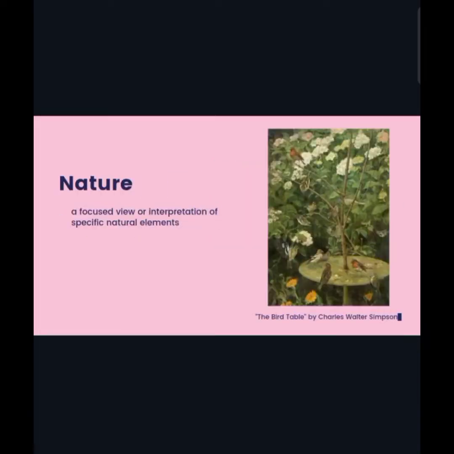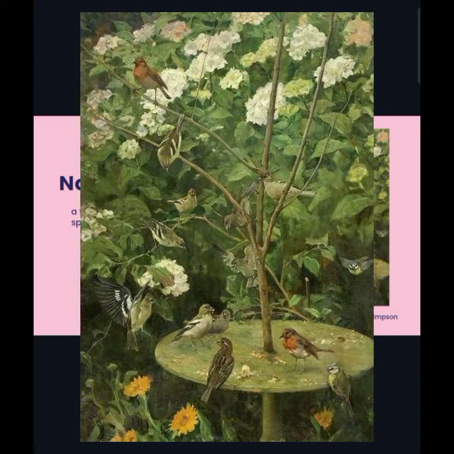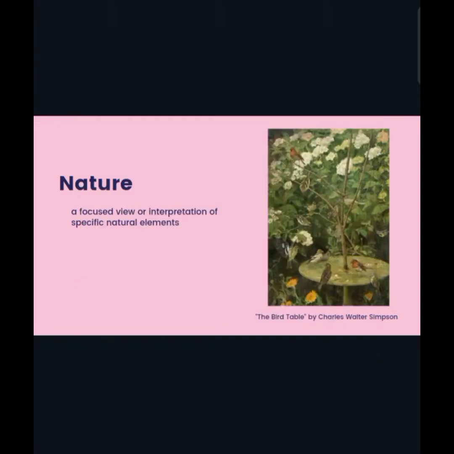Next is nature. Nature is a focused view or interpretation of specific natural elements. Depiction of nature can also be about intellectual thought and spirituality. Our attached sample here is by Charles Simpson, which is the bird table.